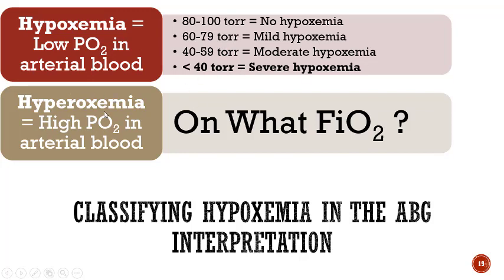You also can have hyperoxemia when you're on supplemental oxygen. You can have a PaO2 of greater than 100, and that would be an indication that we want to titrate that oxygen down. You would never have hyperoxemia on room air. This only happens when somebody is on supplemental oxygen. So that's how we classify the oxygenation portion of the blood gas, which we'll talk about in our full interpretation here.